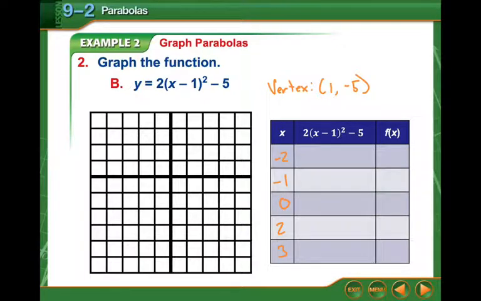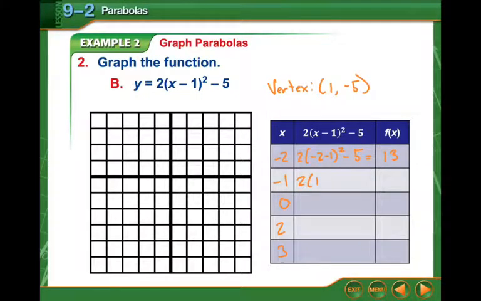So plugging these in, 2 times negative 2 minus 1 squared minus 5. Can't really fill much more in there, but let's go through there and actually do the math. So negative 2 minus 1 is negative 3. Negative 3 squared is 9. 2 times 9 is 18. 18 minus 5 is 13. That's off of our graph, so we can't really use that.